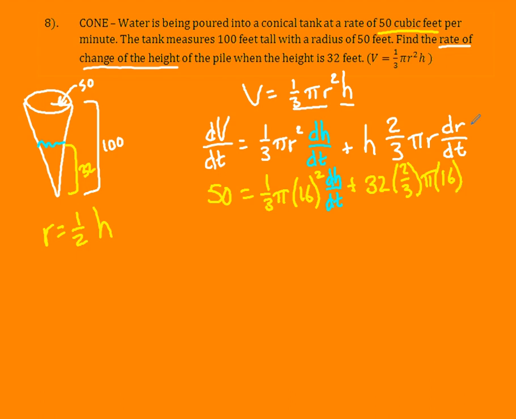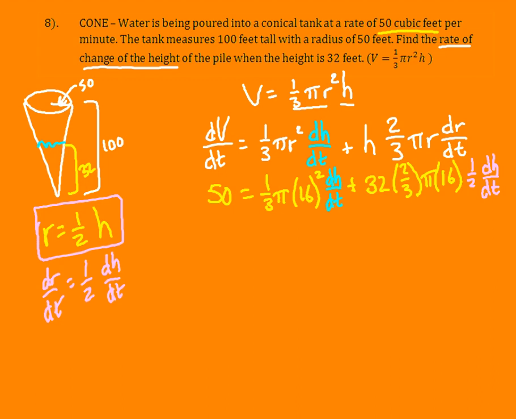Well, we really don't know what dr/dt is. However, the little trick I can do, if I know this equation right here, that the radius and the height are related, that means that their derivatives are related. dr/dt would then be 1/2 of dh/dt. So I can just plug that guy in over here, 1/2 times dh/dt. From here, I can solve it as such.